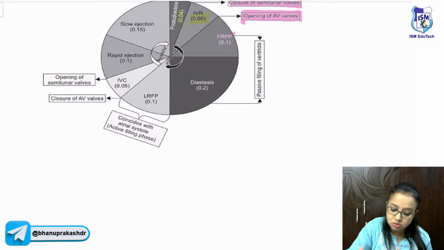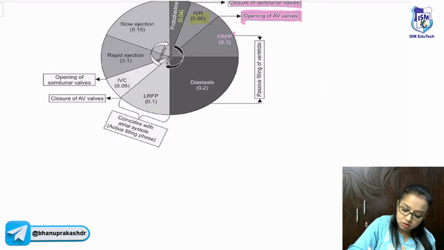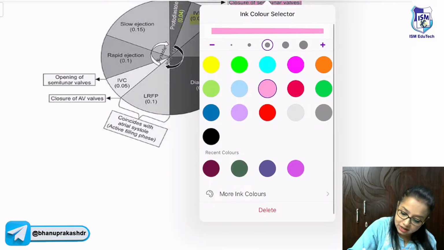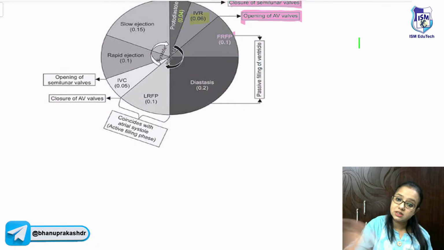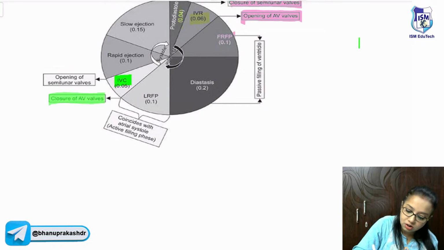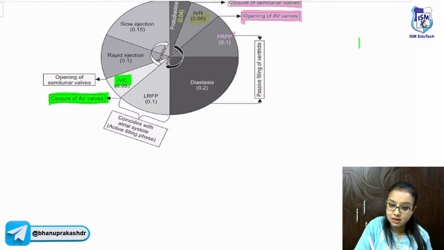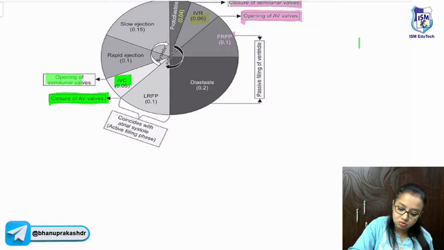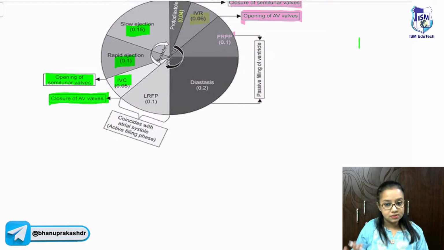It kickstarts with the isovolumetric contraction, which is the step just before the ejection. Isovolumetric contraction is about 0.05 second, and it starts with the closure of the AV valve and opening of the semilunar valve. Then follows the rapid ejection, which lasts for 0.1 second, and slow ejection for 0.15 second.